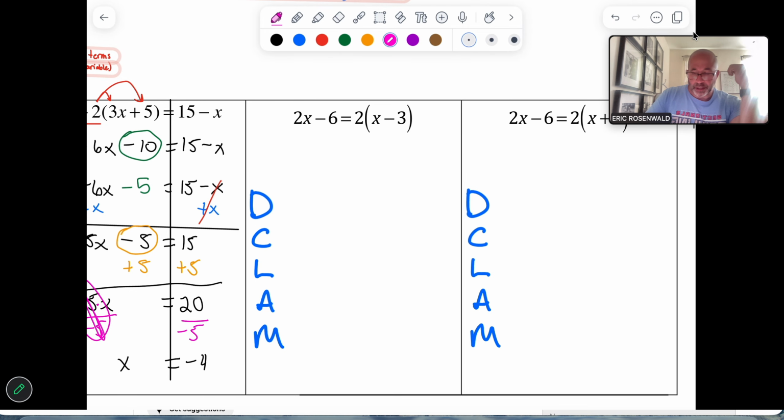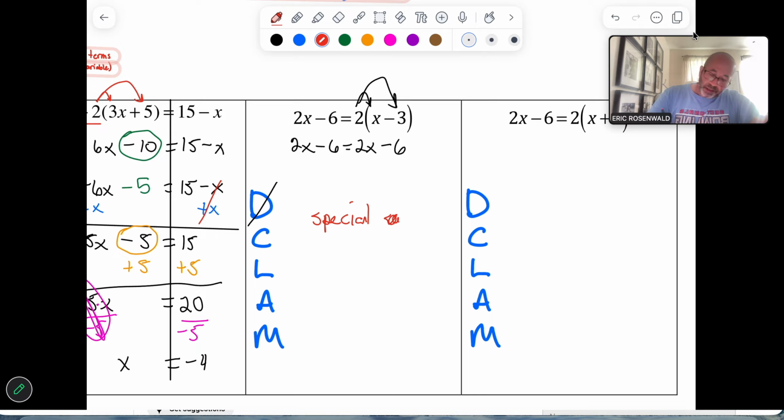All right, third one. Okay, we're going to start kind of rapid firing this because, again, this should be reviewed. Start with distribution. So we'll distribute the 2. We have 2x minus 6 is equal to 2x minus 6. And let's pump the brakes right here. So this is what we call a special case.